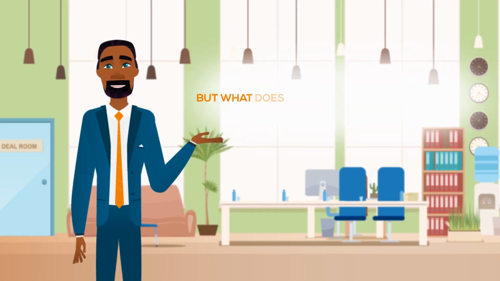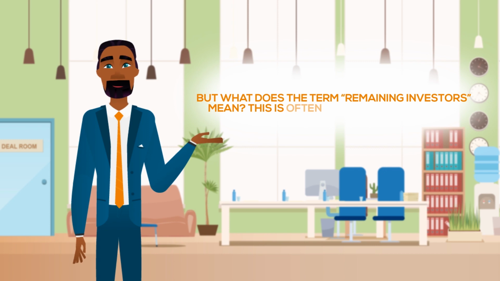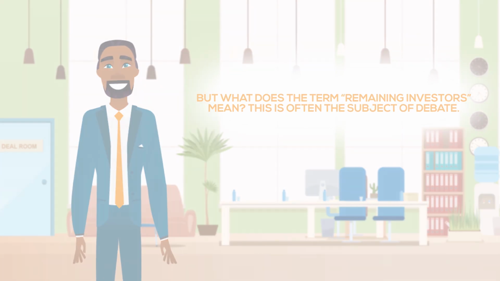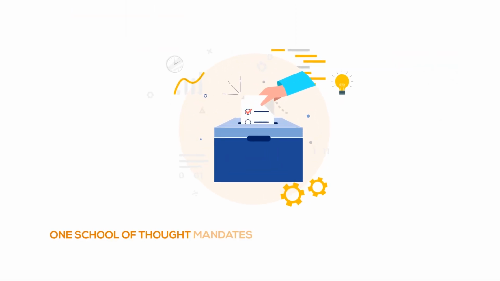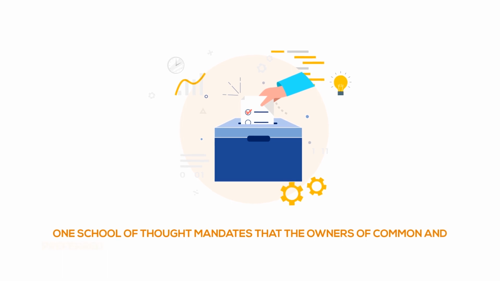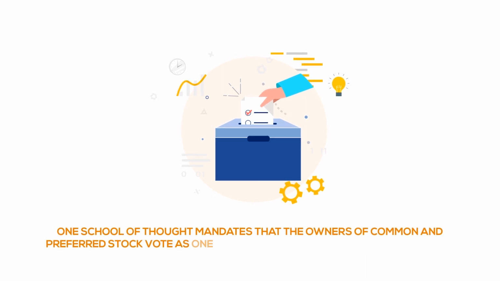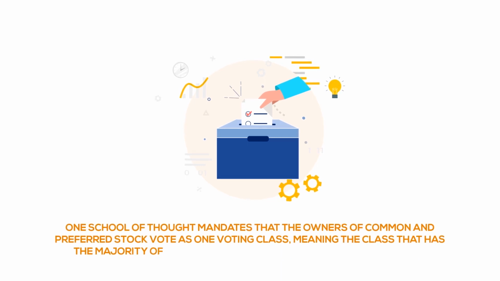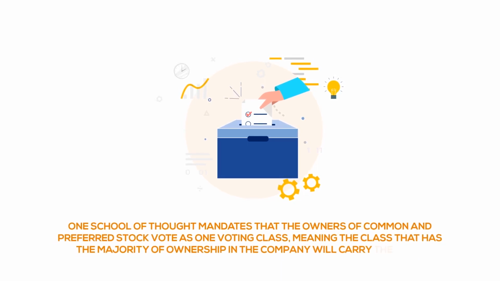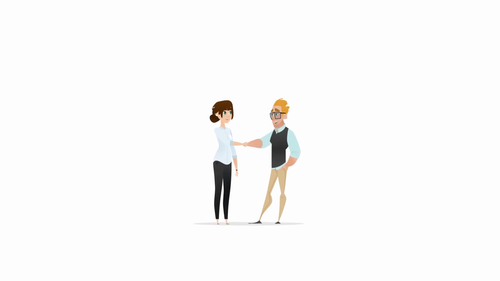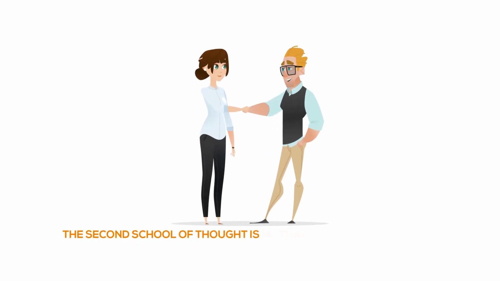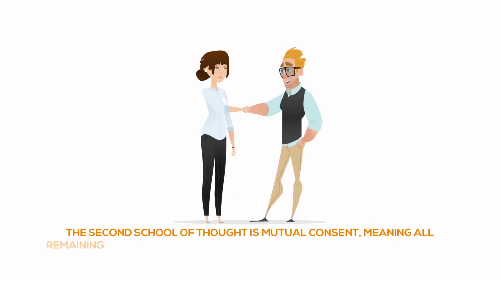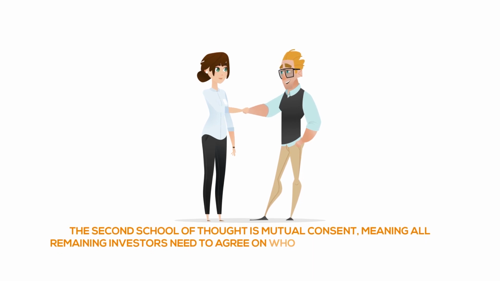But what does the term remaining investors mean? This is often the subject of debate. One school of thought mandates that the owners of common and preferred stock vote as one voting class, meaning the class that has the majority of ownership in the company will carry the vote. The second school of thought is mutual consent, meaning all remaining investors need to agree on who will hold the second seat.